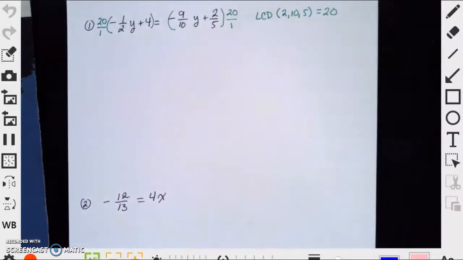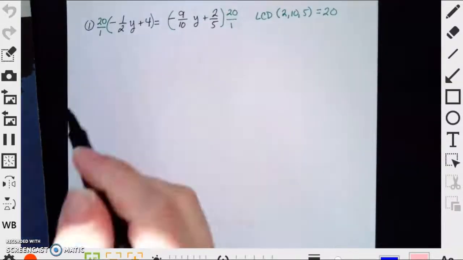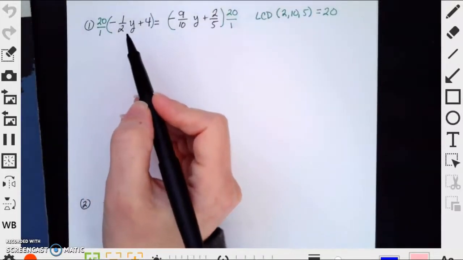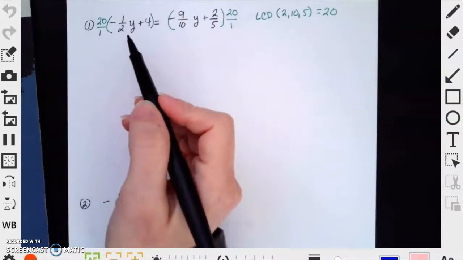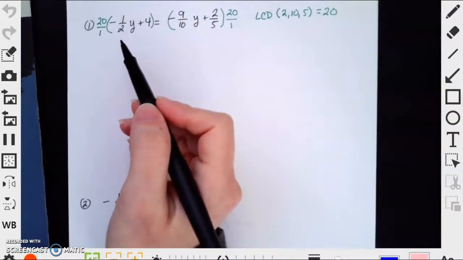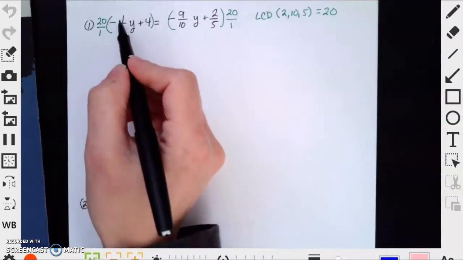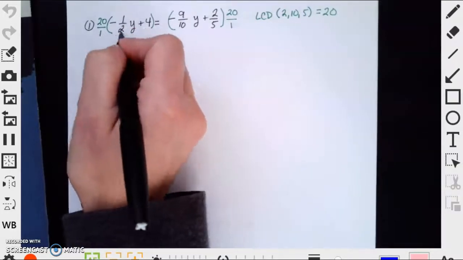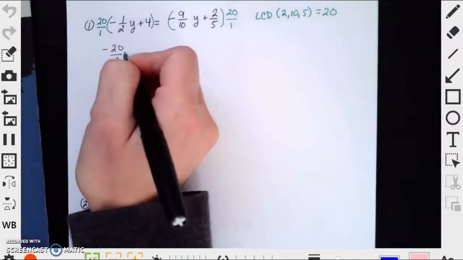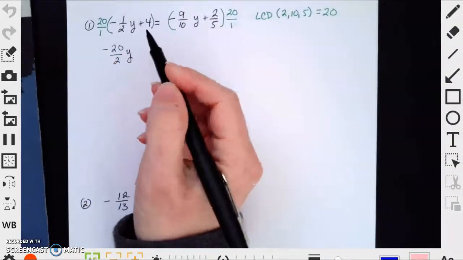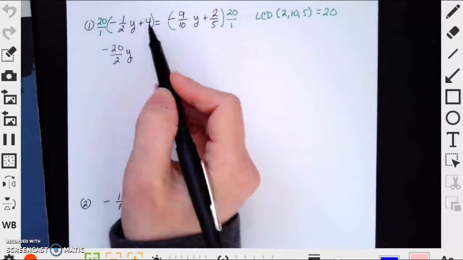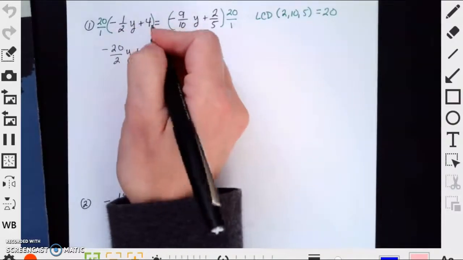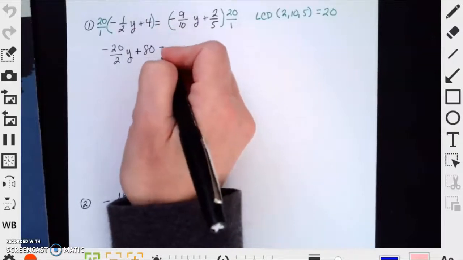All right, so first I'll multiply the 20 times the negative 1/2 y. I'm going to write this without simplifying first so you can see every single step, but you could eliminate the step I'm about to write. So 20 times negative 1 is negative 20. 1 times 2 is 2, and then bring down the variable y. Next, 20 times 4 is 80. So I just distributed that 20 there. Bring down my equal sign.